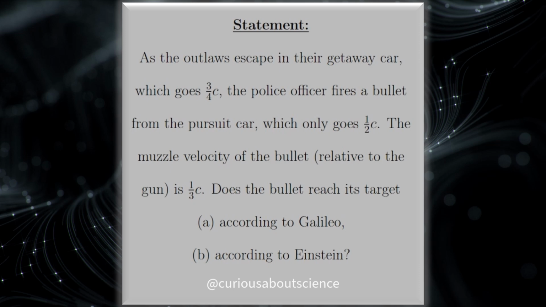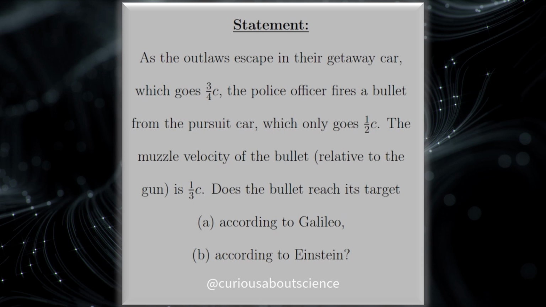All right, so moving along with our theoretical development and getting used to the concepts and consequences of having to think in terms of several velocities, let's consider the case where the outlaws escape in their getaway car, which goes at 3/4 the speed of light, and the police officer fires a bullet from the pursuit car, which only goes half the speed of light. The muzzle velocity of the bullet relative to the gun is 1/3 the speed of light. Does the bullet reach the target?